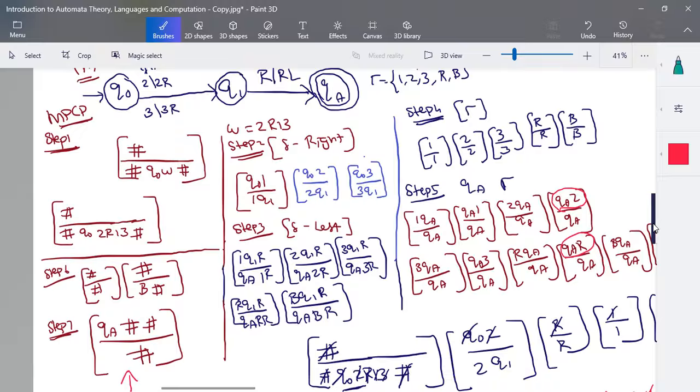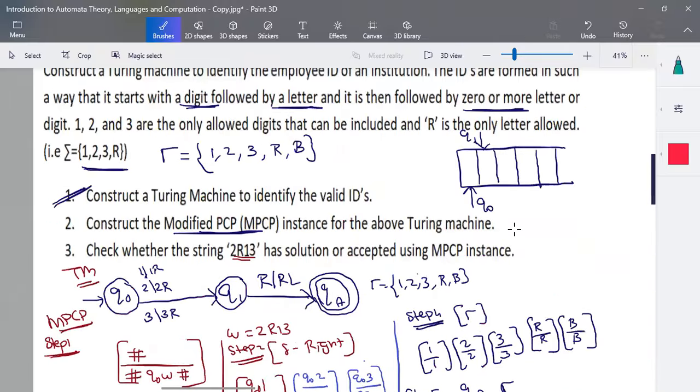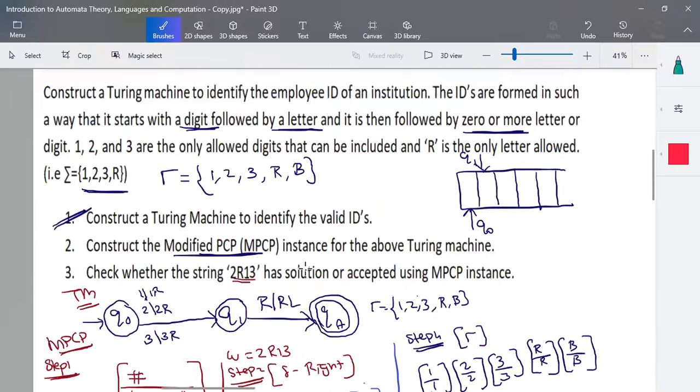Okay. So now I'll just come back to the question. See, construct a Turing machine, constructed. Modified version of Turing machine PCP, done. And finally, we have checked whether this is accepting or not using your MPCP instance. That is also done. Okay, so this is how you have to approach any scenario-based question on the post correspondence problem.